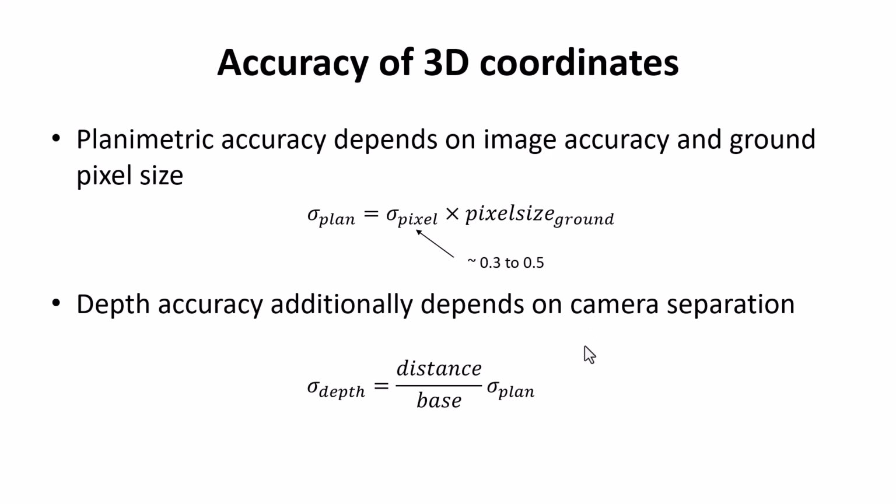The depth accuracy depends on one more thing. It depends on the ratio between the distance between the camera and the object and the distance between the individual cameras for each image. So the base distance is the distance between cameras. This term distance here is the object distance, the distance that the camera is away from the object of interest. And we take the planimetric accuracy and multiply by that ratio, and that'll give you the accuracy in terms of depth. Or if it's a drone flight over ground, this will give you the elevation accuracy.